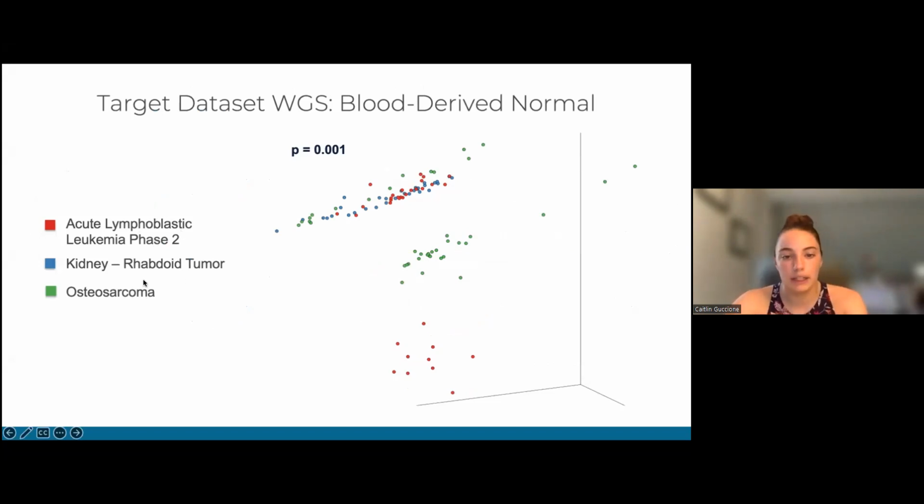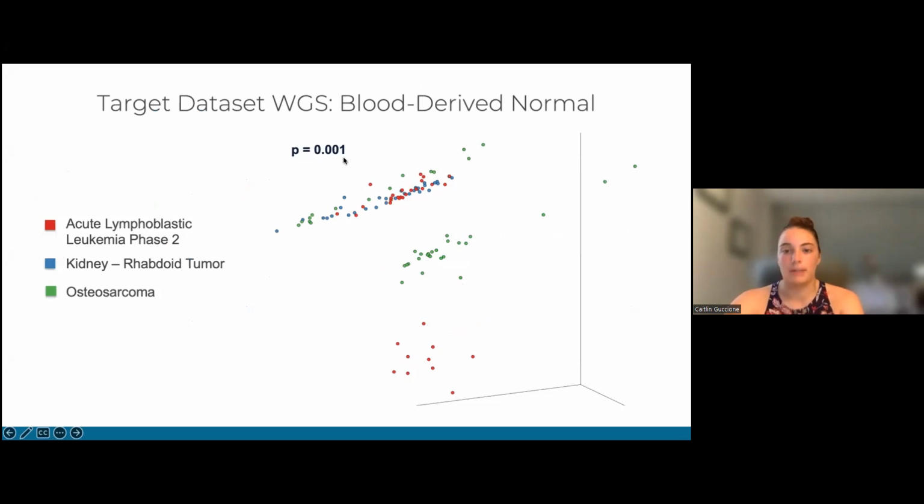So we have 3 different cancer types here, and we can see that we are seeing a little bit of clustering happening. So it seems like the green dots are all right here. There's a good mix of red here. They're a little bit up here as well, and the blue kidney samples seem to be up here.